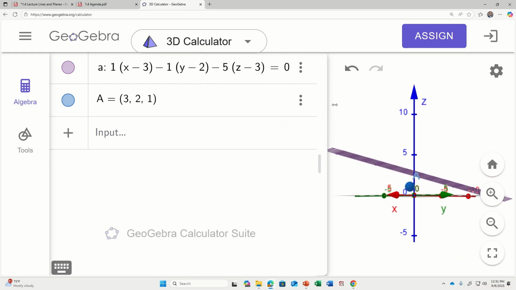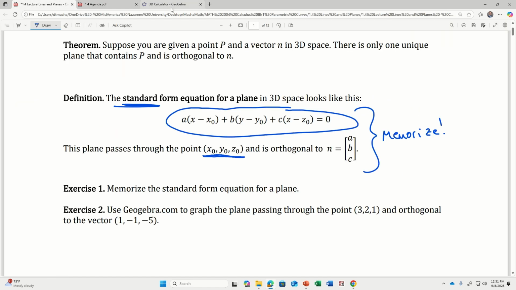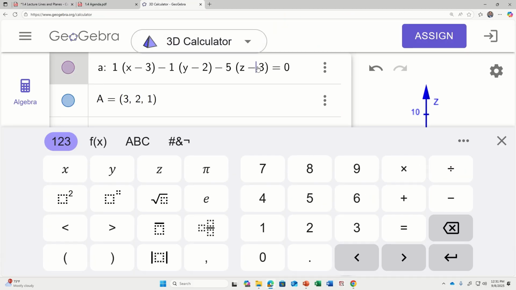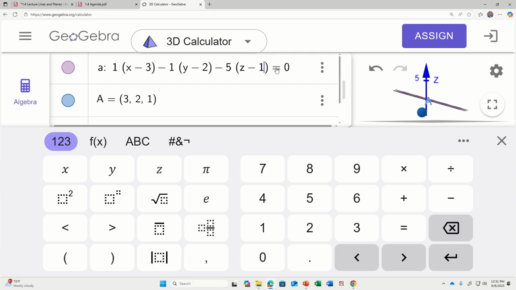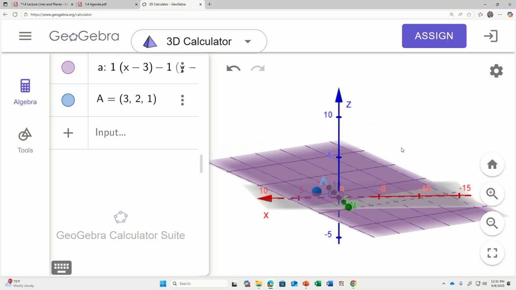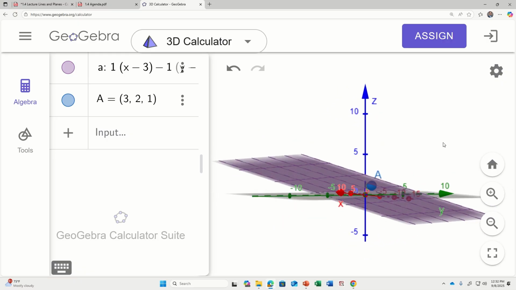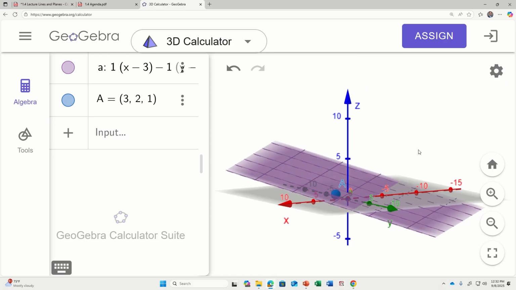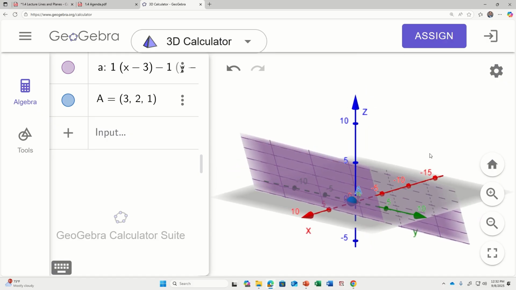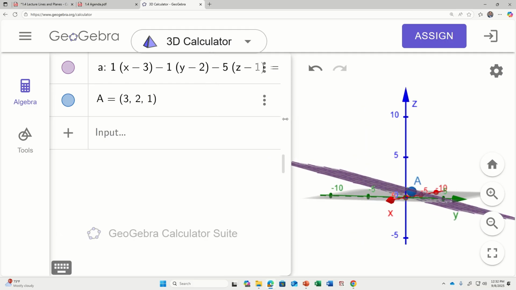Let's diagnose what's happening wrong here. It should be 3, 2, 1. Oh, okay, sorry, this should be a 1. There we go. Now we can see that that point is sitting there on the plane. And then the direction of the plane you get to choose, but it has to be orthogonal to the vector 1, negative 1, negative 5. So that's where the constants come from here.